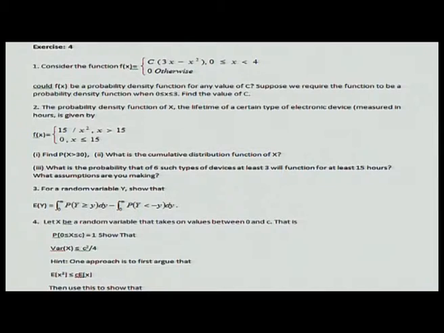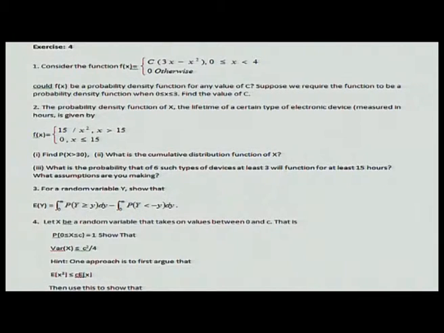So, regarding the sign of c, you might say that we can make c negative, but then when x is equal to 2, for example, 3x minus x square is positive. So, in that case again c times (3x minus x square) will become negative. So, in fact, for no value of c is the given function a PDF, because it is not non-negative for all values of x in the interval 0 to 4.